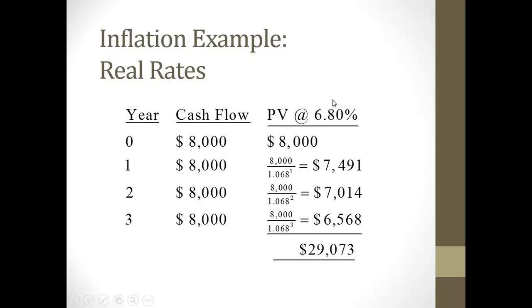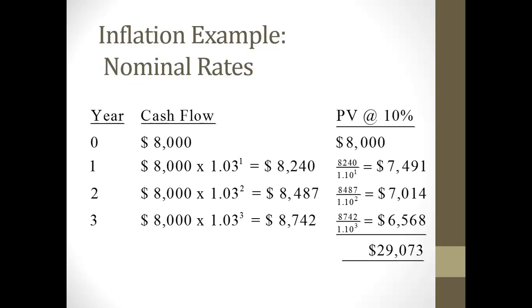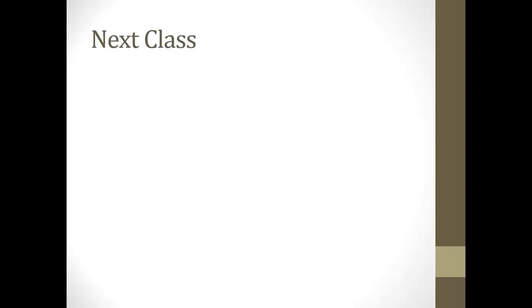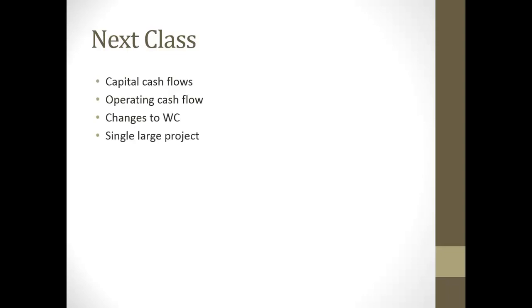This is our real rate of interest, but the present value at that rate of interest is the same as the present value on the previous slide, when we use the actual cash flows and the actual rate of interest: 29,073. In the next session, we will see capital cash flows, operating cash flows, and the causes of change in working capital. We'll consider a single large project to end this chapter.